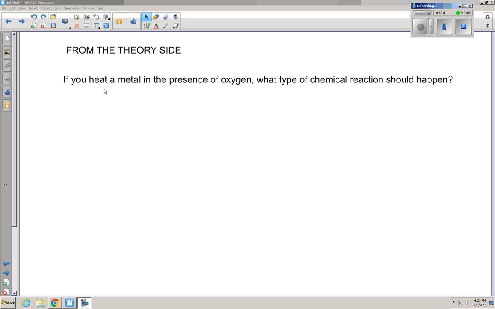Well, we always like to do experiments to verify theories. If I took a metal like magnesium and put it in the presence of oxygen while I was heating the daylights out of it, making it hot enough that the crucible actually glows, what types of chemical reactions would happen?